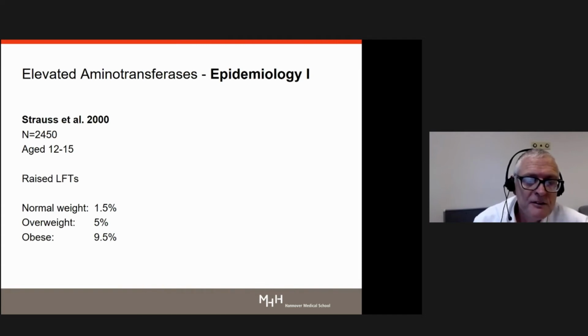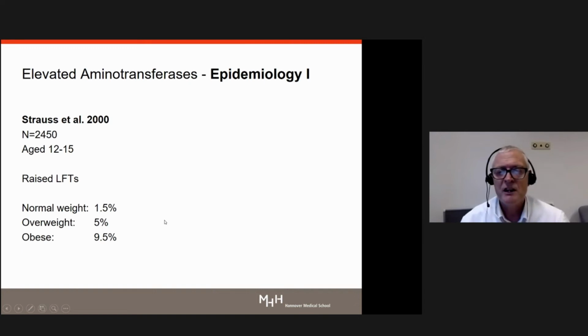So put this into context: elevated aminotransferases. What evidence do we have to justify all the tests and all the further investigations? What have other people done to tell us how far to go? And I've put two slides together with epidemiology to illustrate the pitfalls and the need.